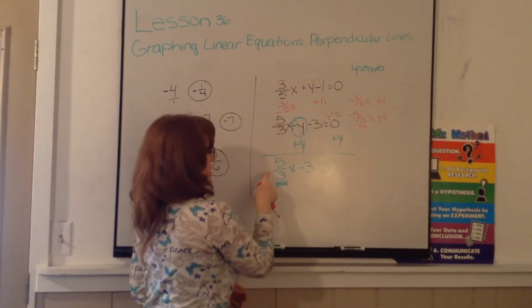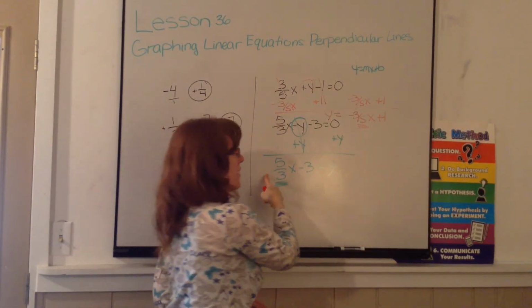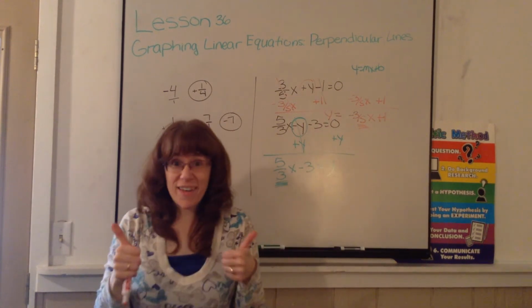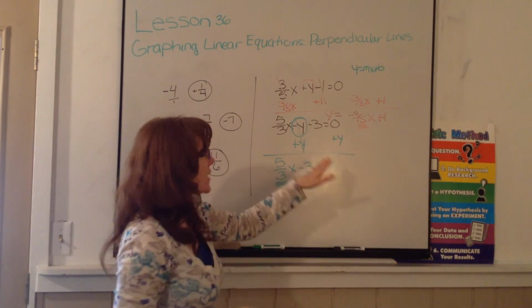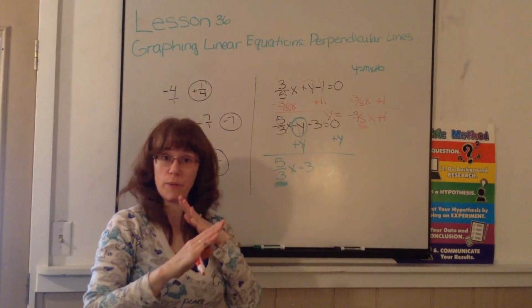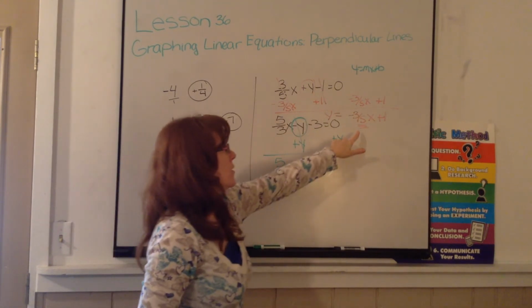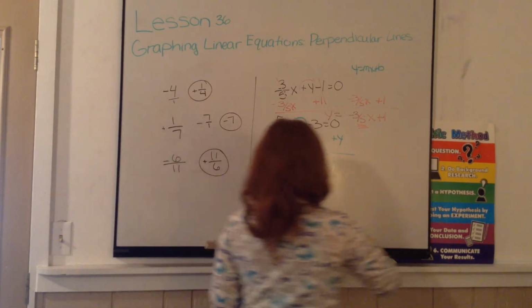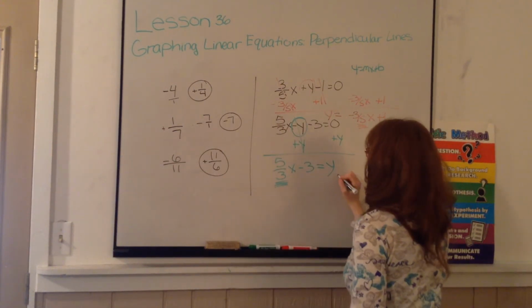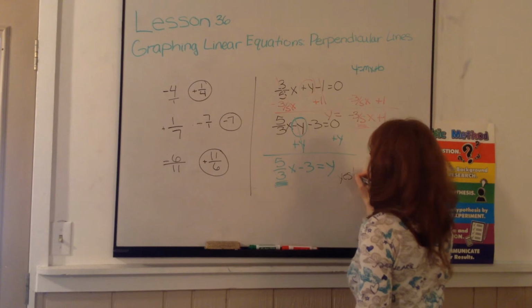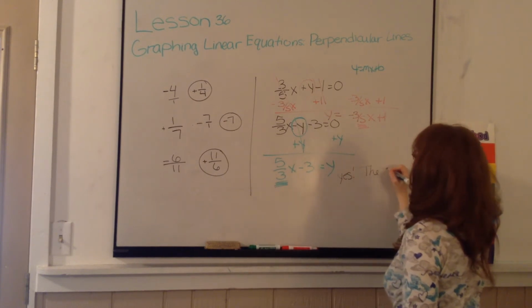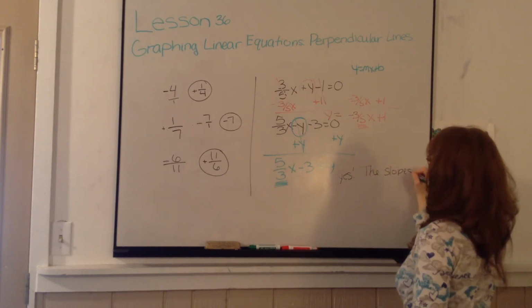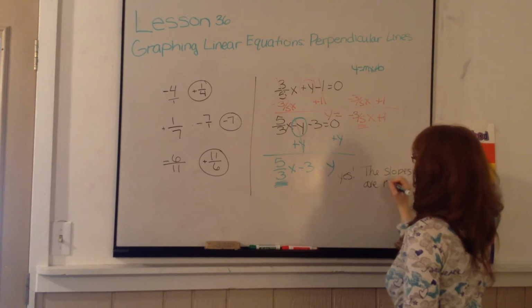Now let's look at the signs. This one is positive, and this one is negative. It passed the second test. So yes, these two lines are going to be perpendicular because we have negative reciprocals for the slopes. So our answer for this one is yes. Why? The slopes are negative reciprocals.